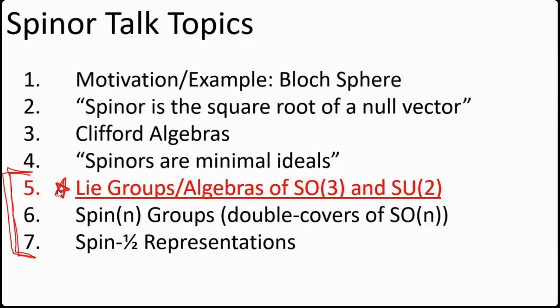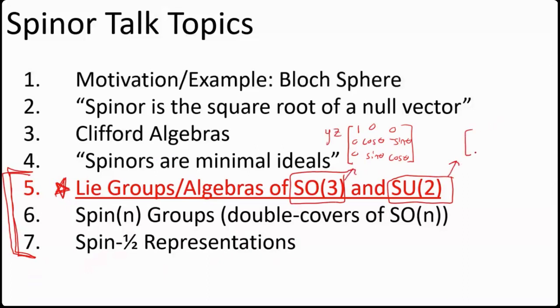Hopefully, do people know what SO3 and SU2 are? I know I threw those around before, but does that mean anything to people? About the symmetric groups, right? Yeah, so SO3 is like a rotation matrix in 3D. They generally look like this. I think this would rotate Y and Z. And then SU2, those are the 2x2.